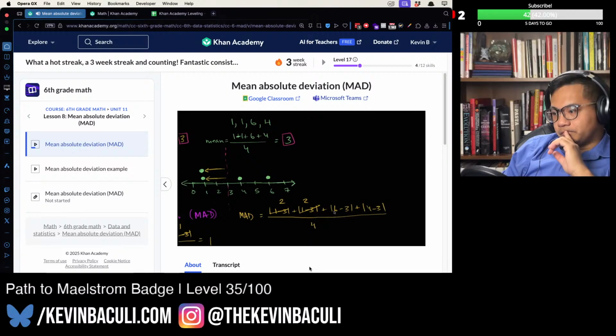Then we have 6 minus 3, absolute value, that's just going to be 3. And that's this right over here. We see this 6 is 3 to the right of the mean. We don't care whether it's to the right or left. And then 4 minus 3 is 1, absolute value is 1. And we see that. It is 1 to the right of 3. And so what do we have?